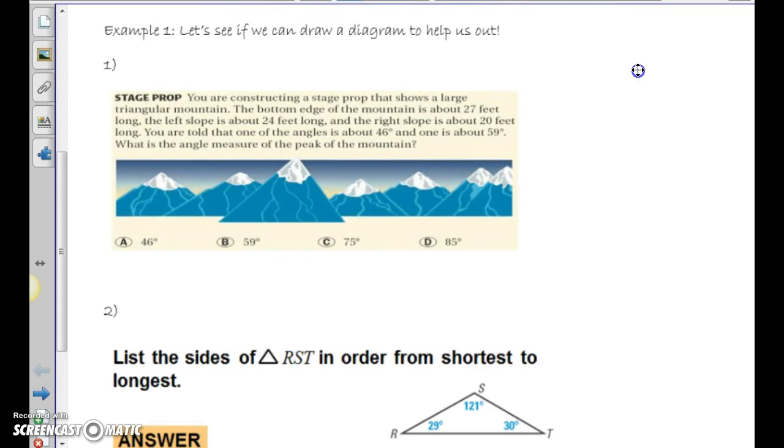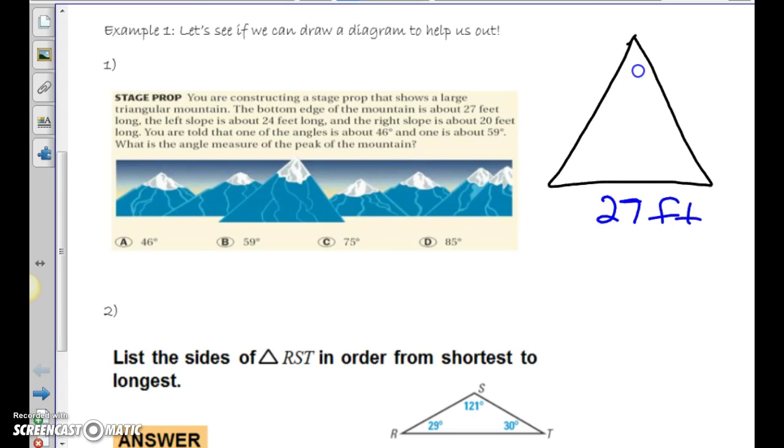We said someone was constructing a triangular prop for a stage, and this particular prop was a mountain. And they told me in the problem that the bottom edge of the mountain was 27 feet long. And then they told me that the left slope was 24 feet long. And then they told me that the right slope was 20 feet long. Continue to read. You are told that one of the angles is about 46 degrees and one is about 59 degrees. What is the angle measure of the peak of the mountain?